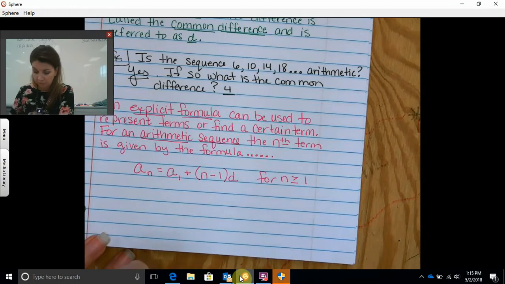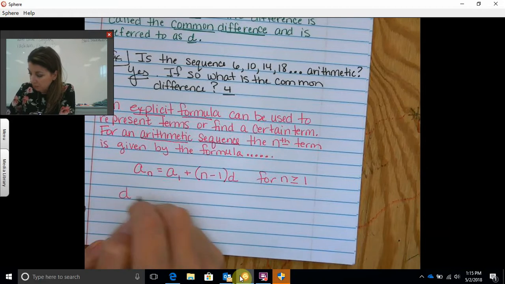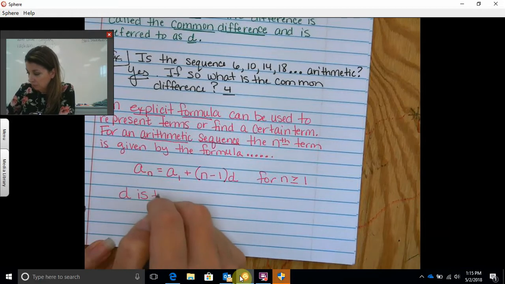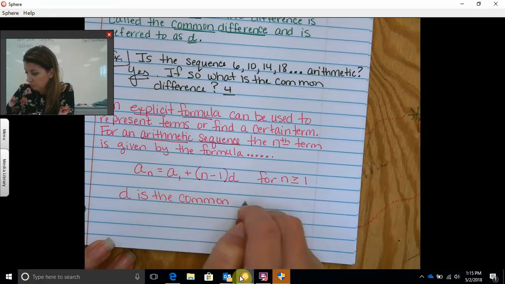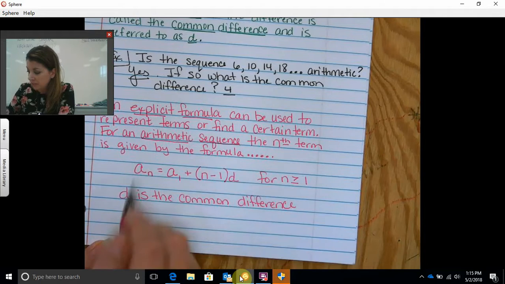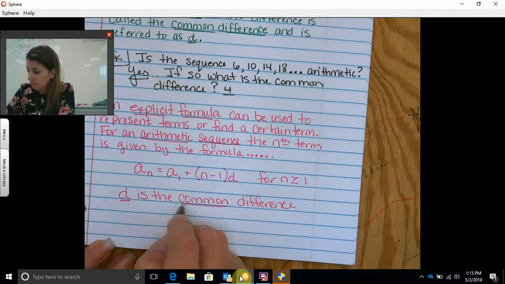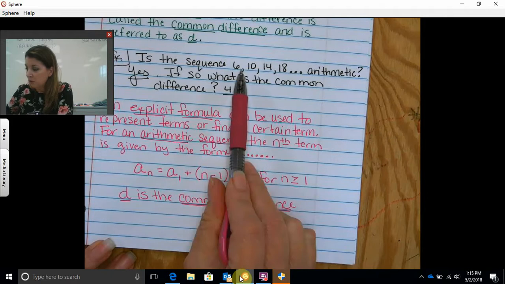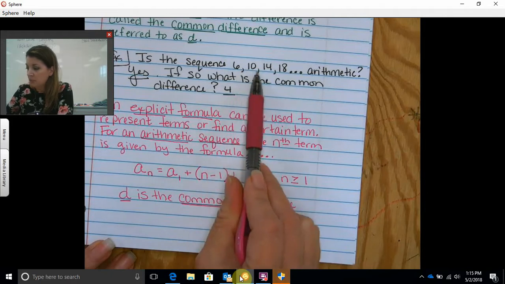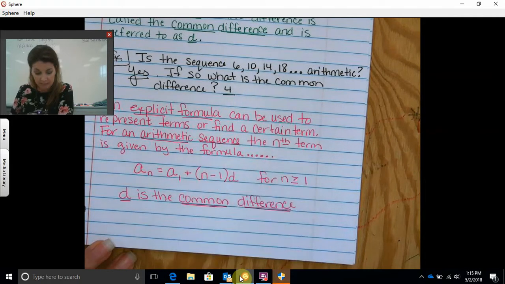D is the common difference. That's the number that you're adding or subtracting every time. So above, that would have been 4. 6 plus 4 is 10. 10 plus 4 is 14. 14 plus 4 is 18.